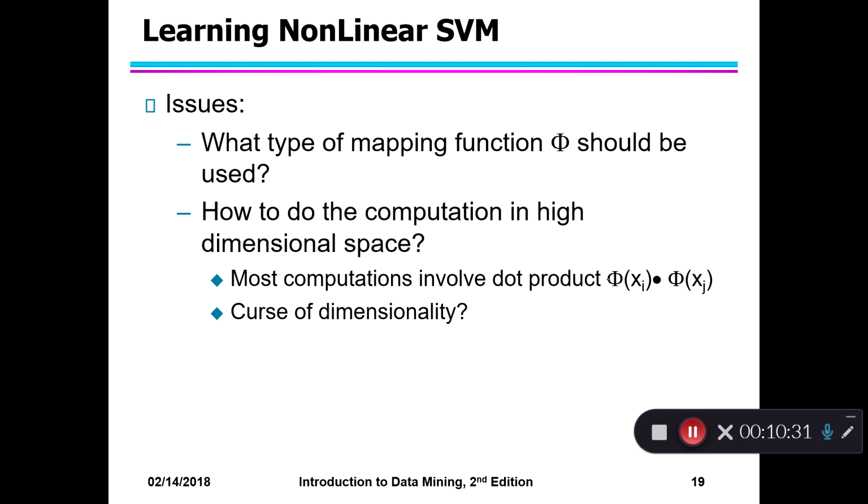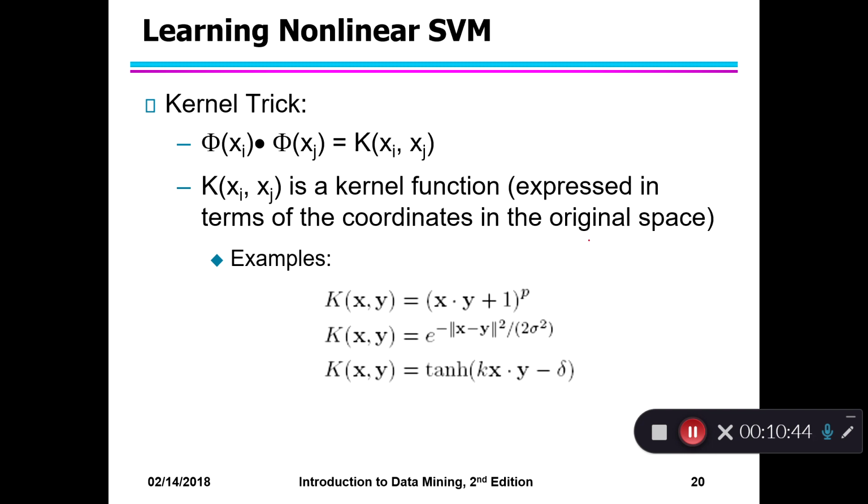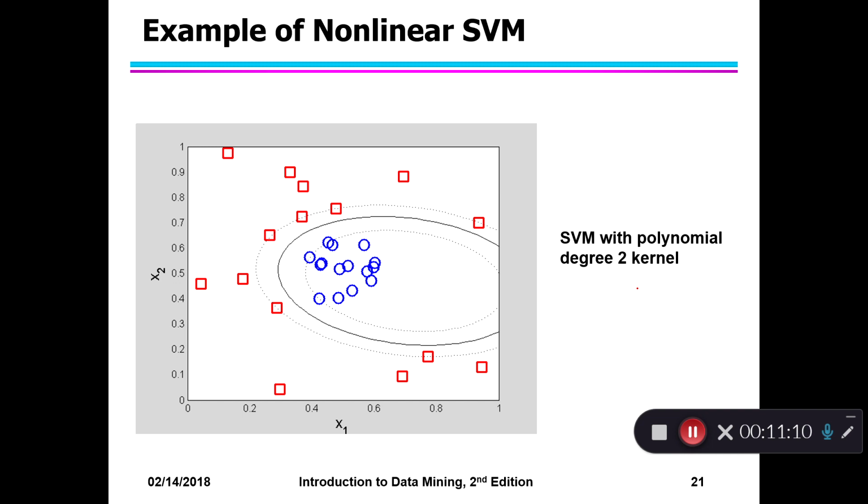Here we use the dot product to find the hyperplane when the hyperplane is in more dimensions. This is the kernel trick, where we do phi of x of i and the dot product of phi of x of i and phi of x of j, which is called the kernel function, expressed in terms of coordinates in the original space. So these are the equations to find the optimized hyperplane for nonlinear SVM.